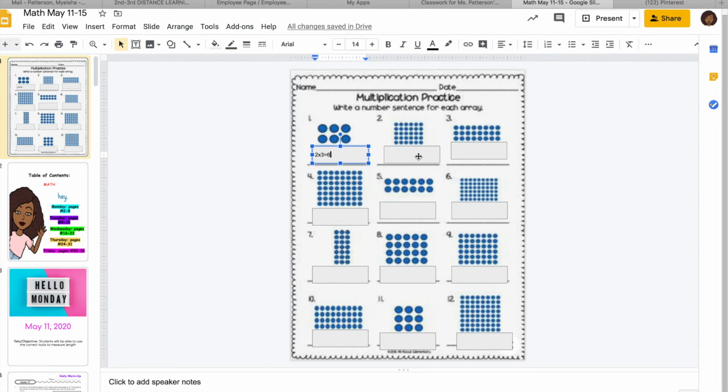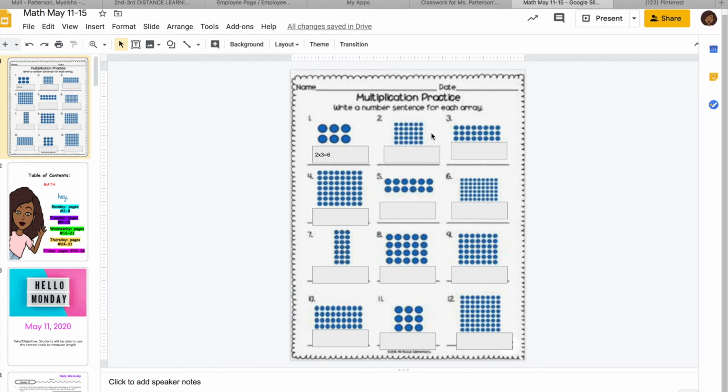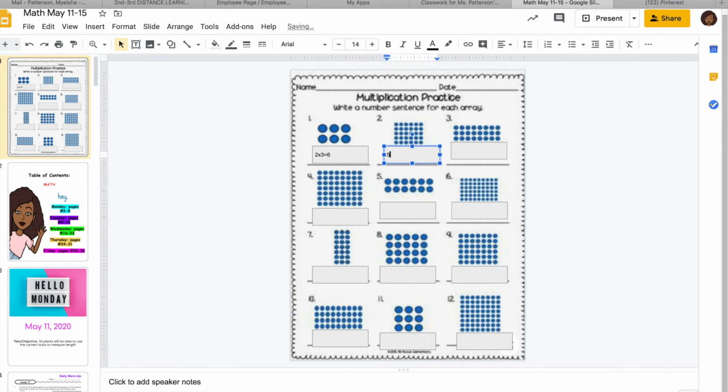So now let's do the same for this one. So again, let's start with our rows. 1, 2, 3, 4, 5. So what number would I write first? I'd write 5. Then I can do my X for my multiplication.